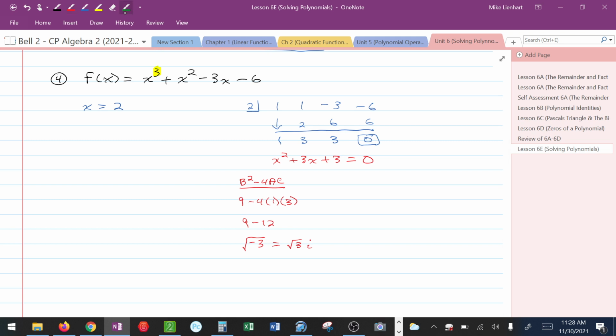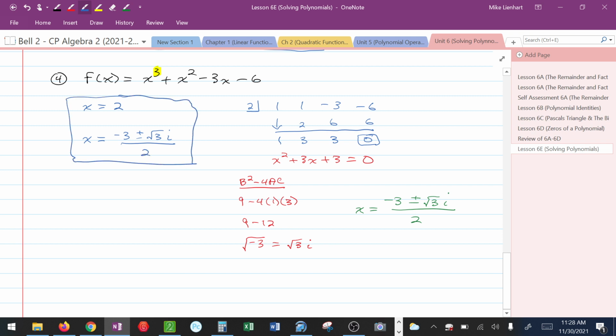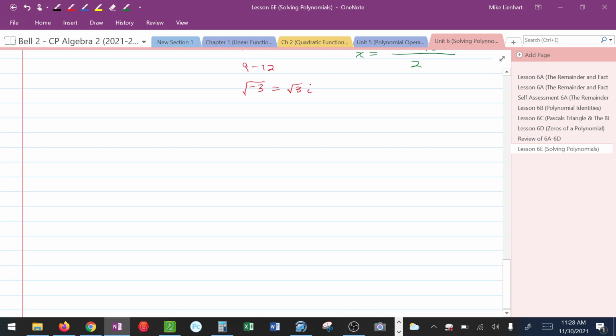Step 3, plug it into the quadratic formula. Opposite of b, so that would be negative 3, plus or minus the square root of 3i over 2 times a. And now look to simplify. I can't simplify that, so that's my next answers. Notice a plus or minus there, that's two answers. So x is equal to negative 3 plus or minus square root of 3i over 2. Supposed to have 3 solutions. I got 3. All right, let's try one more.